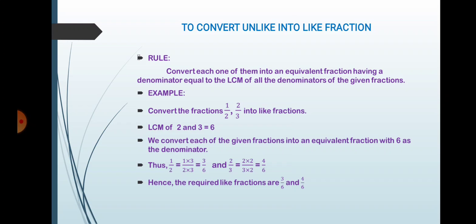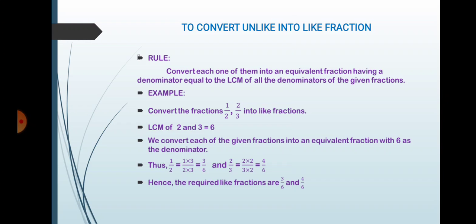So 1 by 2, how can you get 6 as the denominator? By multiplying by 3. So 1 into 3, 2 into 3. So the equivalent fraction of 1 by 2 that we are getting here is 3 by 6. Now 2 by 3: multiply both numerator and denominator by 2 so that we can get an equivalent fraction with 6 as the denominator. So 2 by 3 is equal to 4 by 6. Now we have converted the unlike fractions to like fractions. What is the rule we should follow? Convert each one of them into an equivalent fraction having a denominator equal to the LCM of all the denominators of the given fractions. So that's what we have done here.